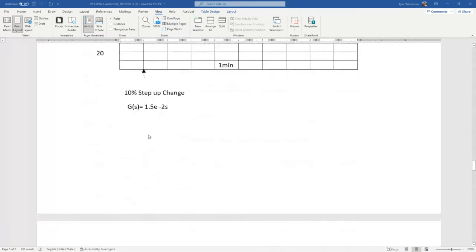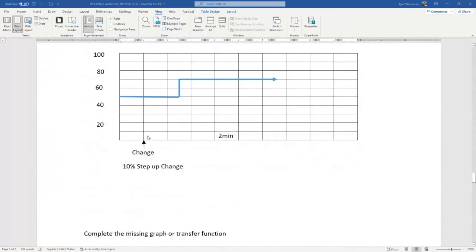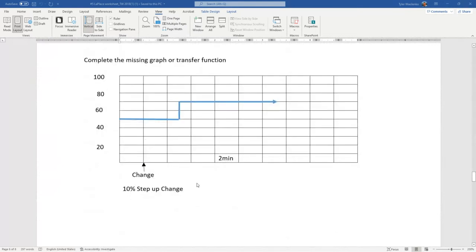All right, let's find an example going the other direction, where we have to find the transfer function based on the diagram. Let's see if I can get that graphic to show up. There we go.